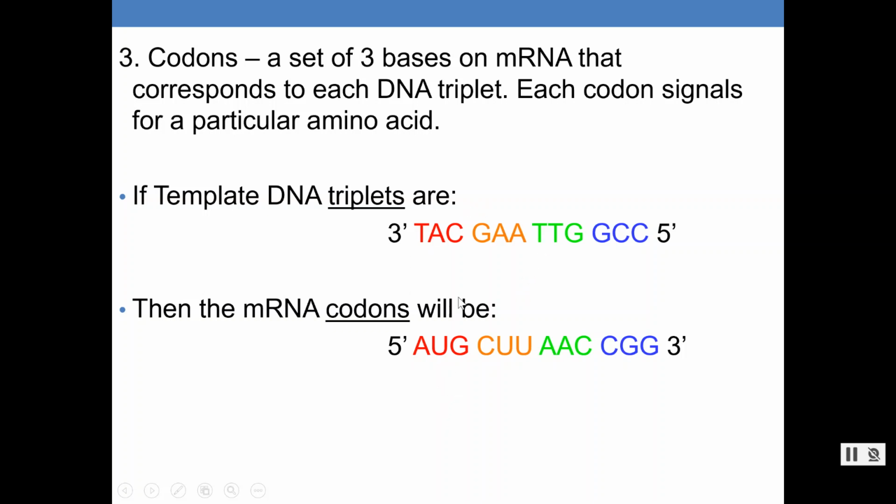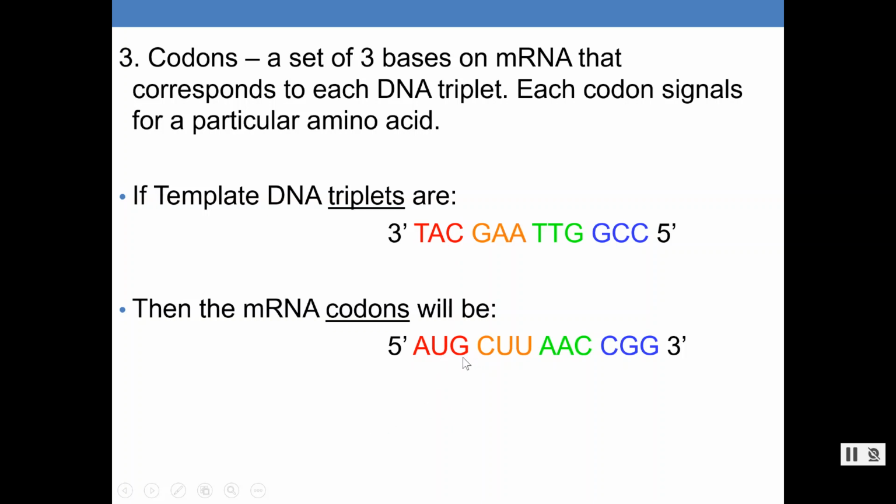Okay, so for some reason, every semester I get quite a few students confused about that. So make sure you know the difference between a DNA triplet and a gene, a segment of DNA that encodes for a protein, versus three nucleotides that are going to eventually code for an amino acid.